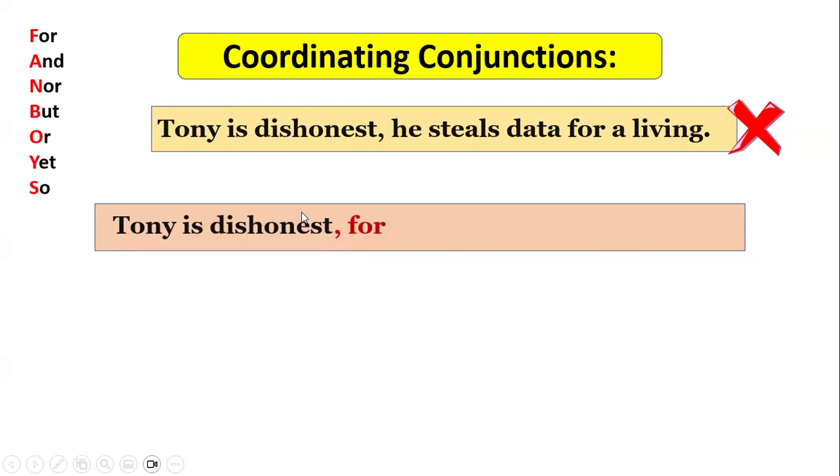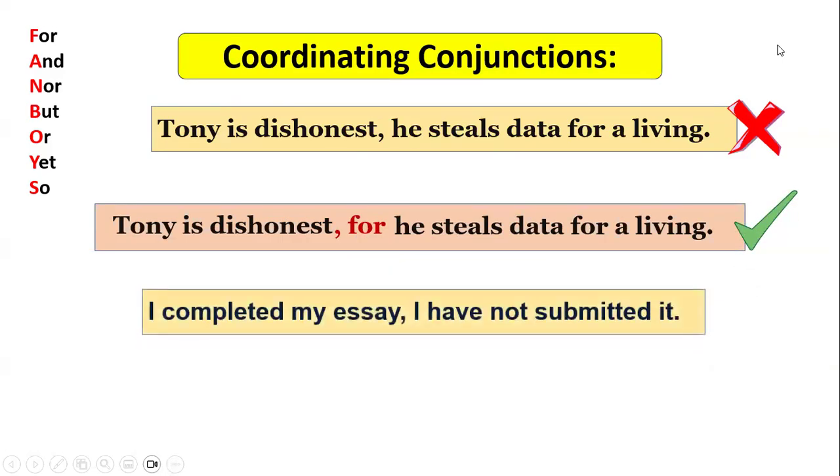Tony is dishonest, for he steals data for a living, meaning this is his job. Okay, so Tony is dishonest for, meaning because, he steals data for a living. Now this is correct. Okay, let's use another example.